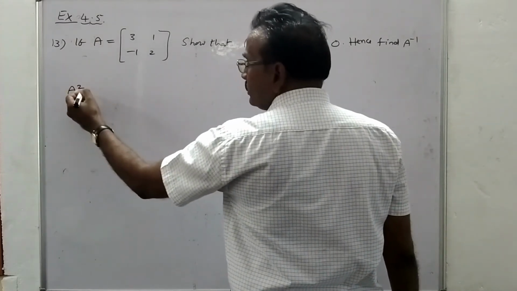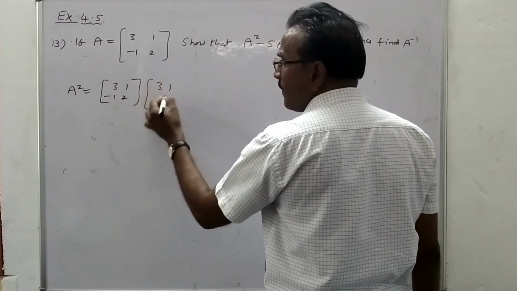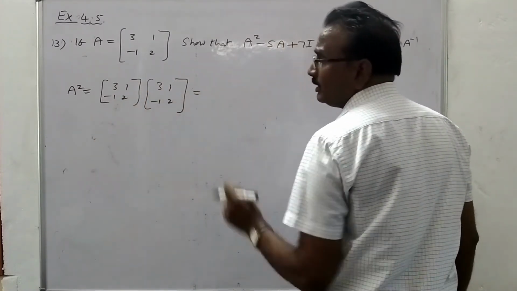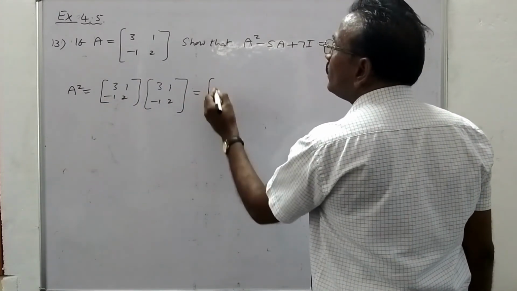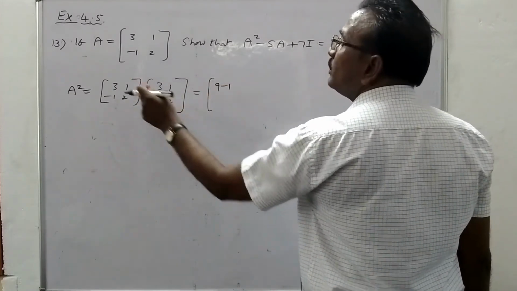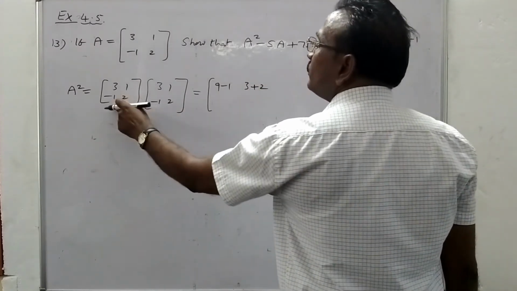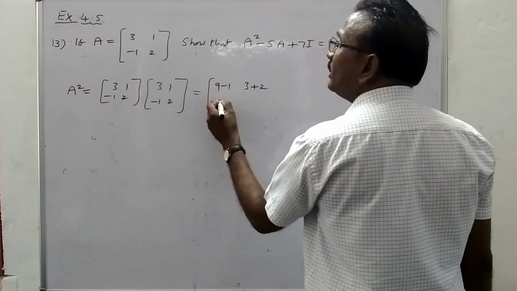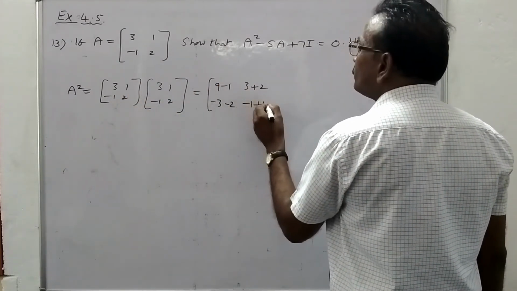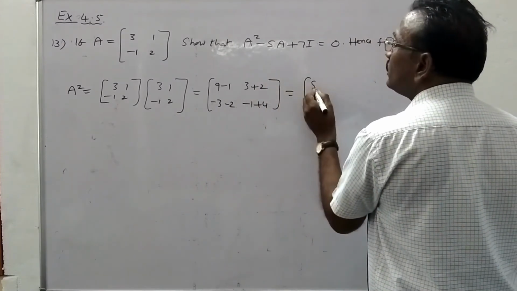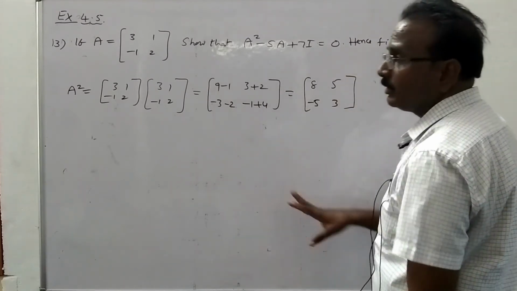Here A square value is 3 1, minus 1 2 into 3 1, minus 1 2. Multiply first row with first column: 3 3s are 9, minus 1, 3 1s are 3 plus 2, 1 2s are 2. Next second row with first column: minus 1 into 3 is minus 3, minus 2; minus 1 into 1 is minus 1 plus 4, that is 8, 5, minus 5, 3. So this is A square value.